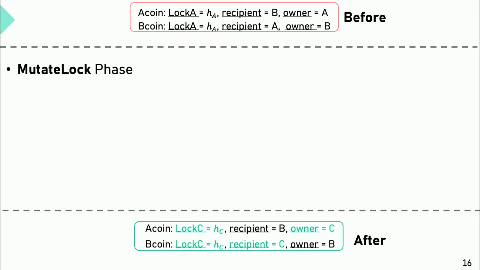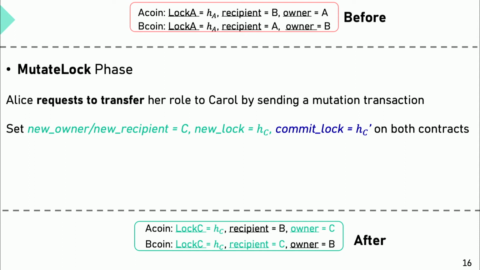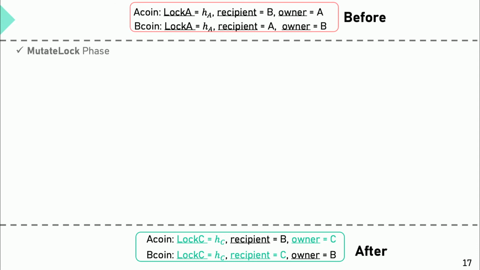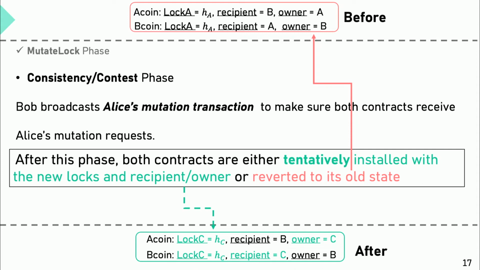In the mutate lock phase, Alice requests to transfer her role to Carol by sending a mutation transaction. In the mutation transaction, she sets the new owner or recipient to Carol and sets a new lock to HC generated by Carol. And additionally, she sets a commit lock for Carol to commit the replacement. It's HC prime. Then in the consistency or contest phase, Bob broadcasts Alice's mutation request to make sure both contracts receive Alice's mutation requests. After this phase, both contracts are either tentatively installed with the new lock and recipient owner, or they are reverted to its old state.